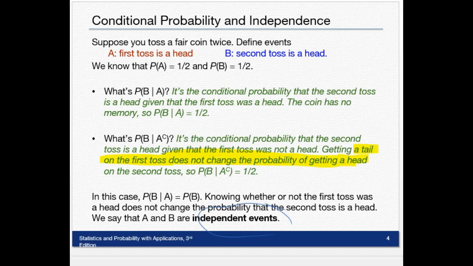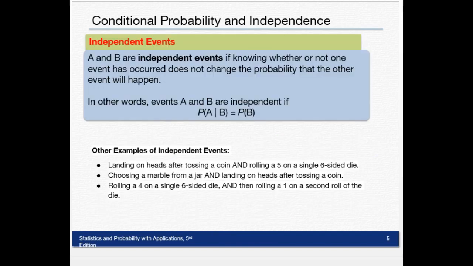Okay? Same idea. Now, you have to be able to find this mathematically. It says A and B are independent events if knowing whether or not one event has occurred does not change the probability that the other event will occur. In other words, events A and B are independent if you can show the probability of A given B is the same as the probability of A.